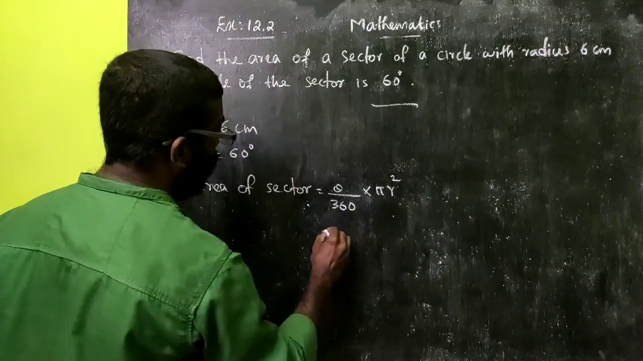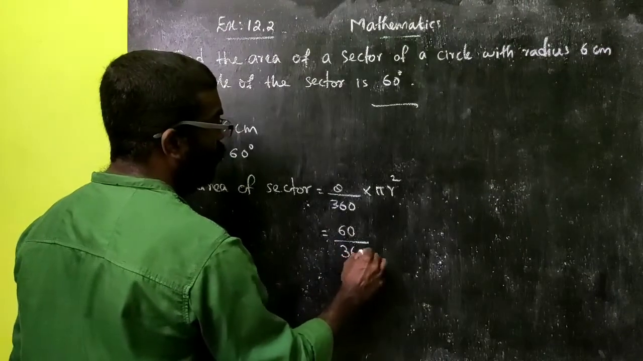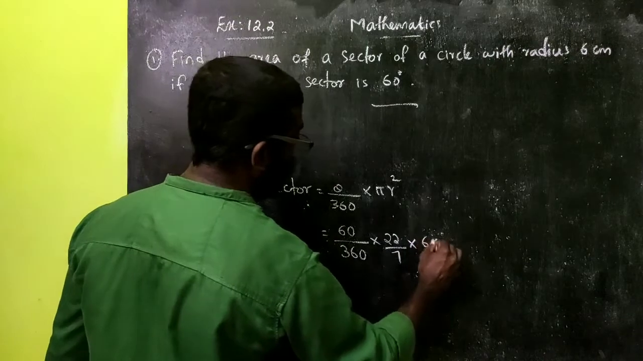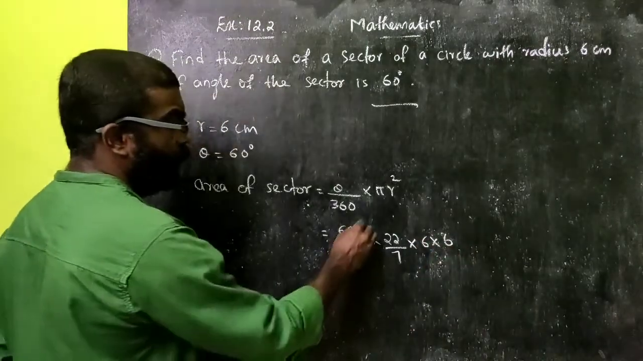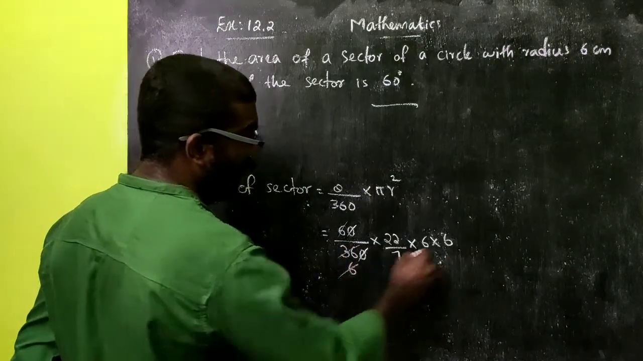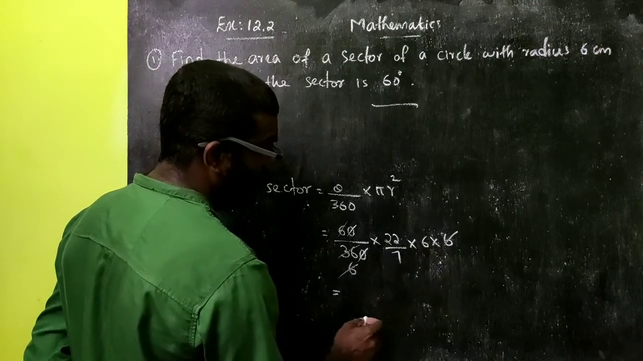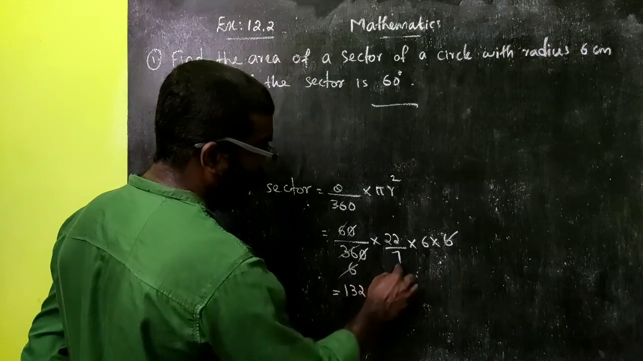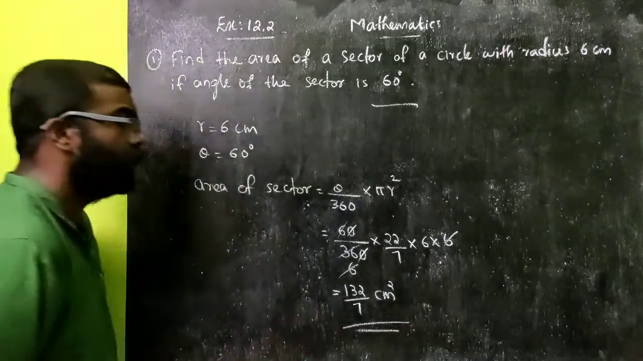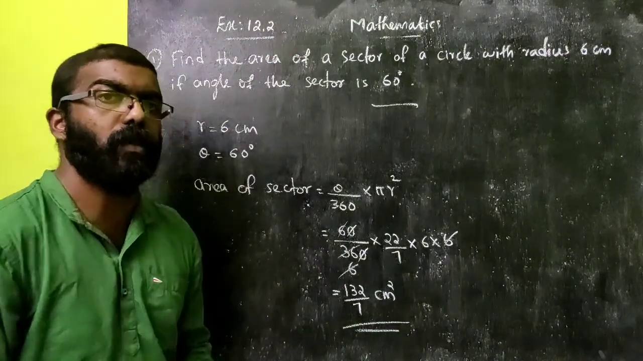Here we can replace the value of theta and r. So 60 by 360 into pi value is 22 by 7, then into r square, 6 into 6. 0 and 0 we can cancel. 6 and 36, 6 times 1 6 again we can cancel. Okay. 22 into 6, 132, then divided by 7 centimeter square. So the area of the given sector is equal to 132 divided by 7 centimeter square.